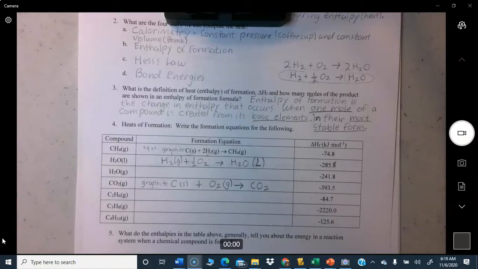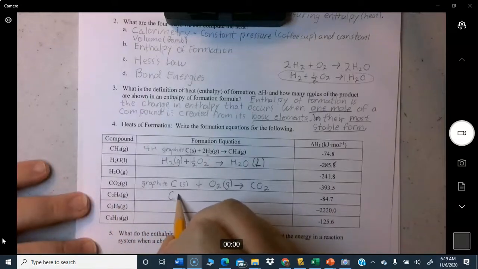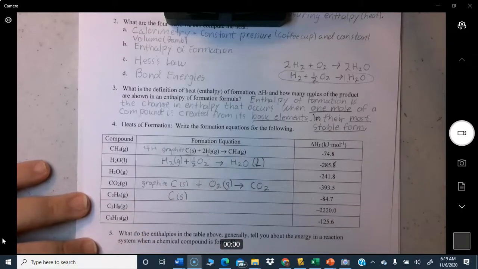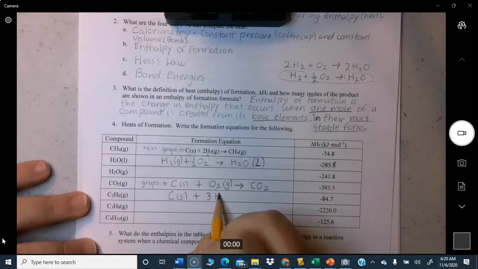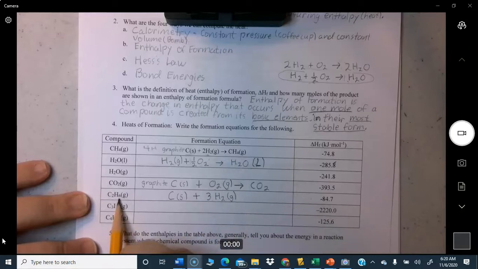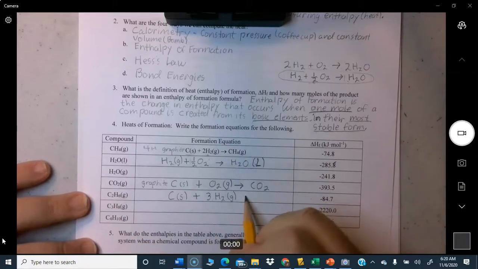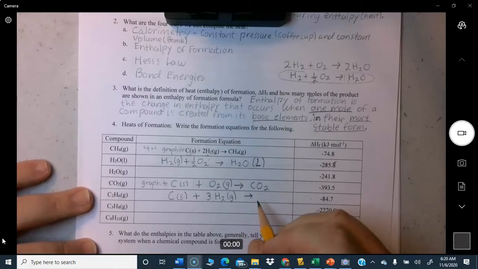All right, think about this one. C2H6. Again, it's going to be carbon in its most stable form, which is carbon solid. You don't have to write the word graphite every time, but just know that it is. And then you need 6 hydrogen, which, since hydrogen always appears as a diatomic molecule, means you need 3 H2. And it's always a gas in its most stable form. So 3 H2 gives you the 6 that you're going to need. And this is ethane, so go ahead and write C2H6, and it is a gas.